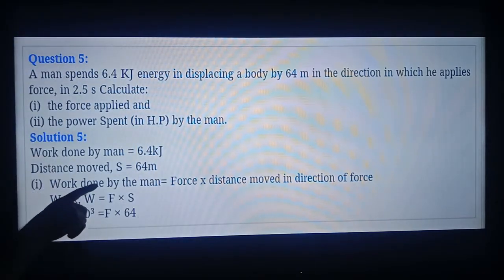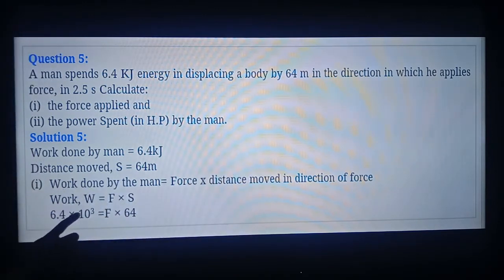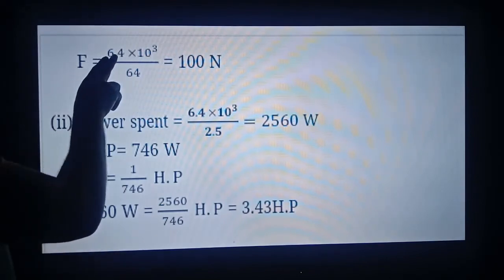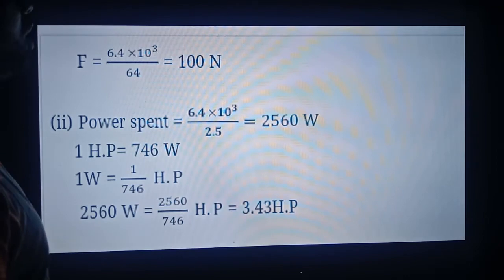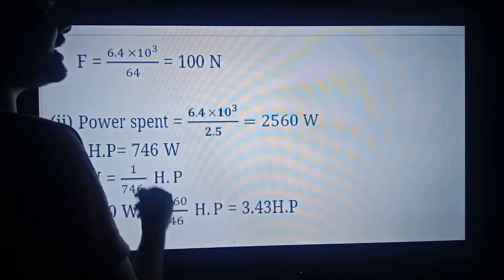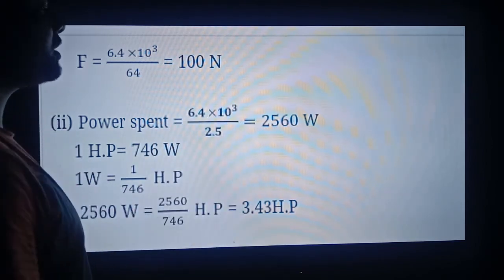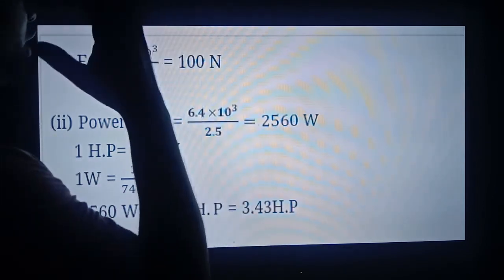See, work done by the man is equal to force into distance. Work done is 6.4 into 10 raised to power 3, and the distance is 64. Then F is equal to 6.4 into 10 raised to power 3 divided by 64. It is equal to 100 Newton. Now the power spent. Power spent is equal to work done upon time. So 6.4 into 10 raised to power 3 divided by 2.5 is equal to 2560 watt.